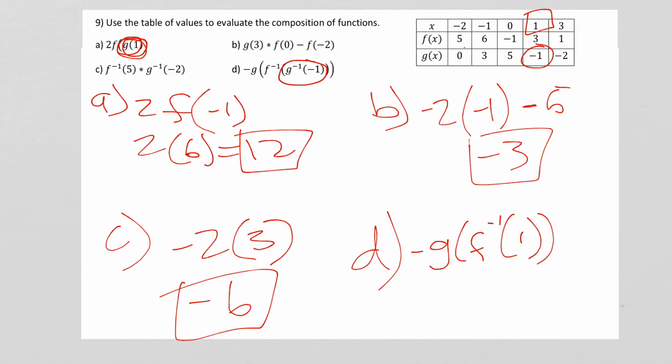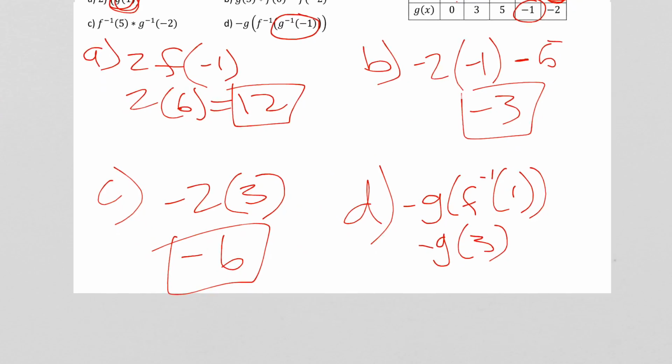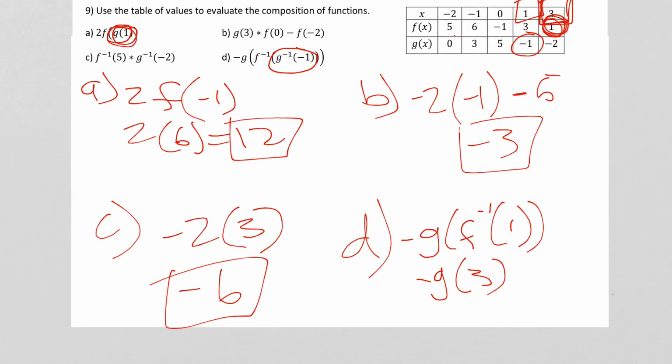So go to the innermost function again, f inverse of 1. That says, go to the function f, find where it has a value of 1 right there, use the corresponding x value, which is 3. So now -g of 3. And so this finally says, where does g have a value of 3?